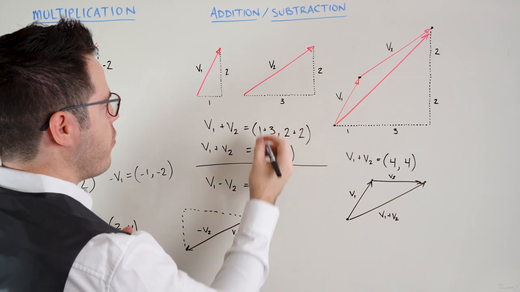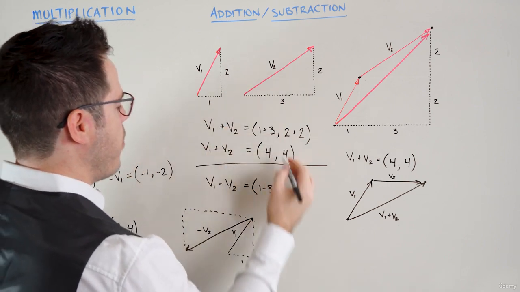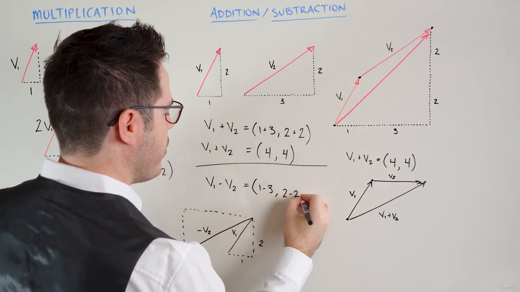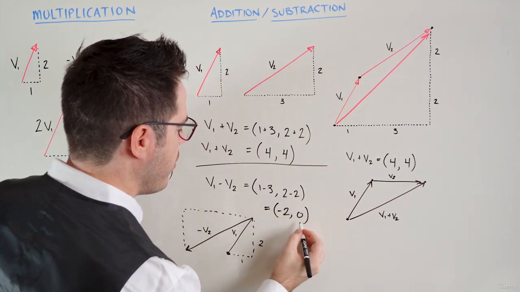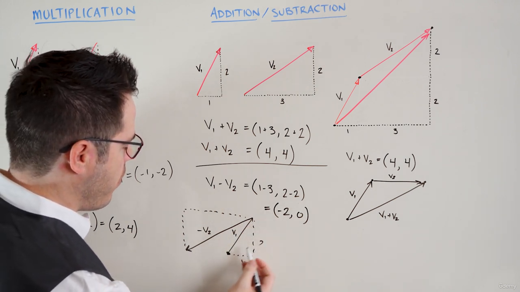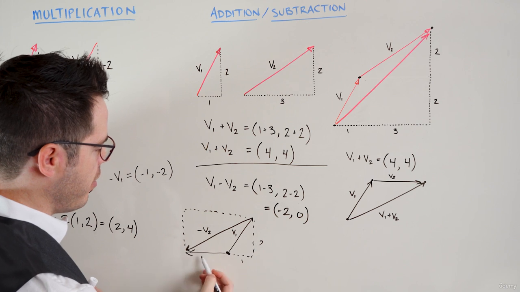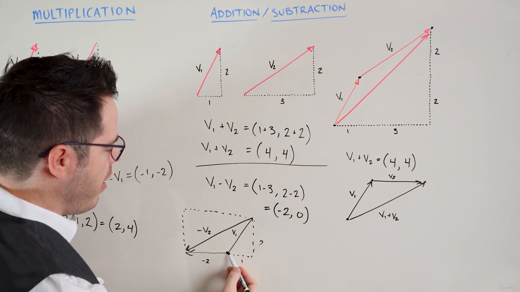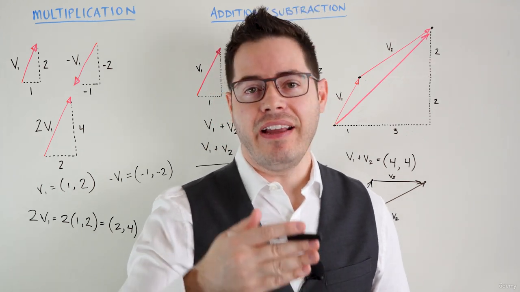v1's x is 1, v2's x is 3, and negative v2's x is negative 3. v1's y is 2, and v2's y is 2, and negative v2's y is negative 2. And this simplifies down to 1 minus 3, which is negative 2, and 2 minus 2, which is 0. Now, we have v1 and negative v2, and we just added them together. That gives us this vector. If we draw it such that its tail is at the tail of v1 and its head is at the head of negative v2, we get this vector. Well, this is the vector negative 2, 0. To get from its tail to its head, we have to go negative 2 in the x and 0 in the y. So subtracting one vector from another is really an addition problem if we add the negative vector.